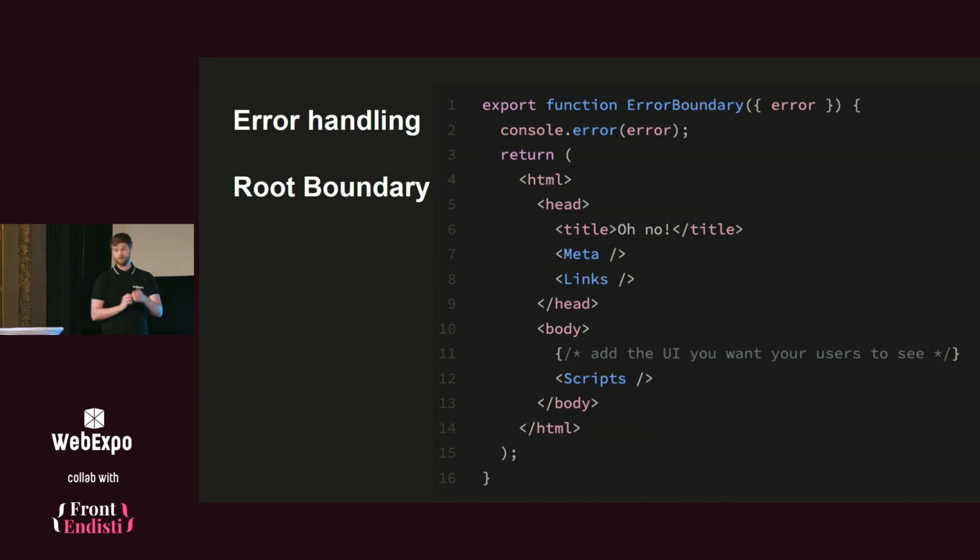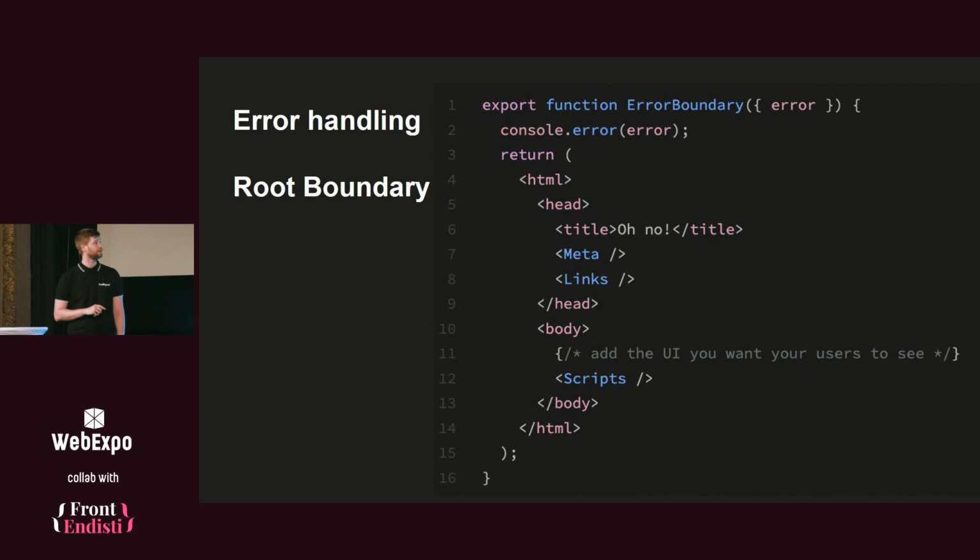Basically, it's a function. That's the first. There is no componentDidCatch or getDerivedStateFromError or whatever it's called in React. This is basically a more React way to handle errors than React itself. That's my opinion. So that's nice.